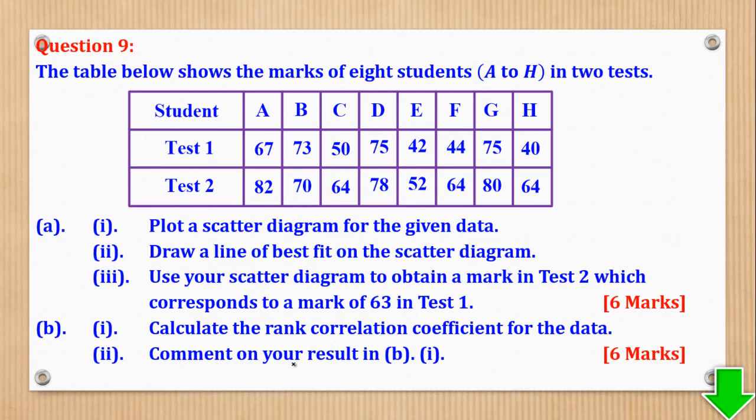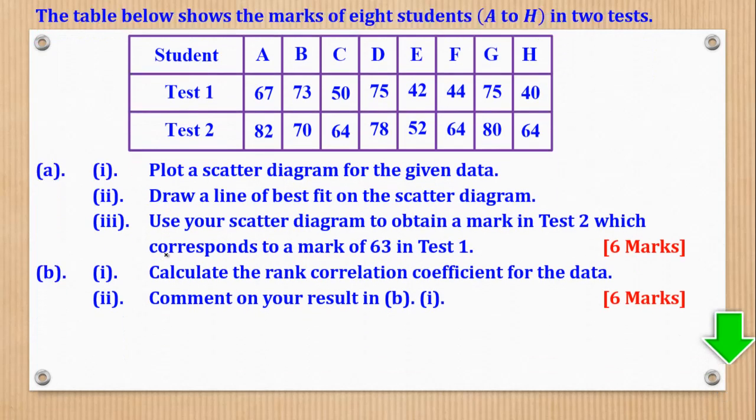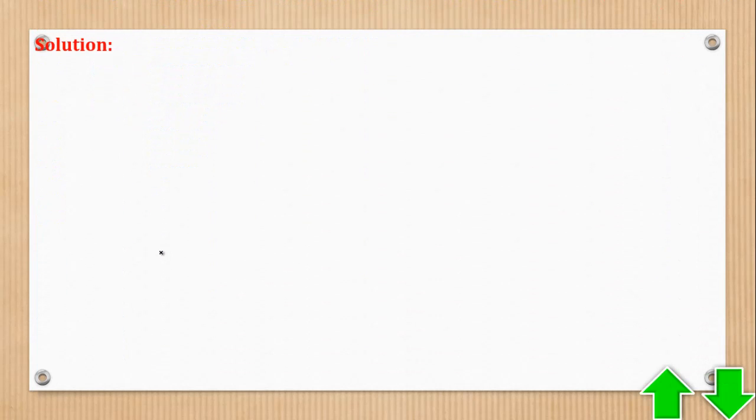Now, something funny with these questions of correlation: each time they ask you to draw a line of best fit, it means they want you to get a mean point. Therefore, the easiest way of answering this question is to first tabulate everything you'll need to use in answering this question. So we are going to tabulate.